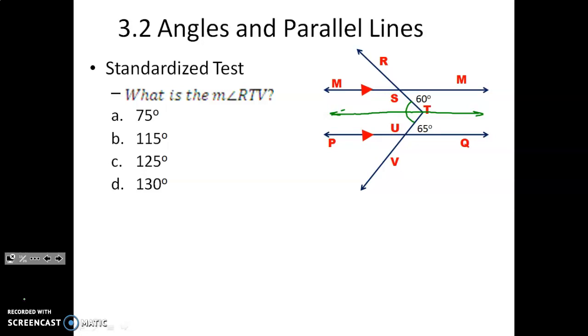But if we do that, hopefully you see our alternate interior angles. So if this is 65 here, then this has to be 65. If this angle on top is 60, then this angle has to be 60. Well, what's that angle going to be altogether? Well, it's going to be 125.